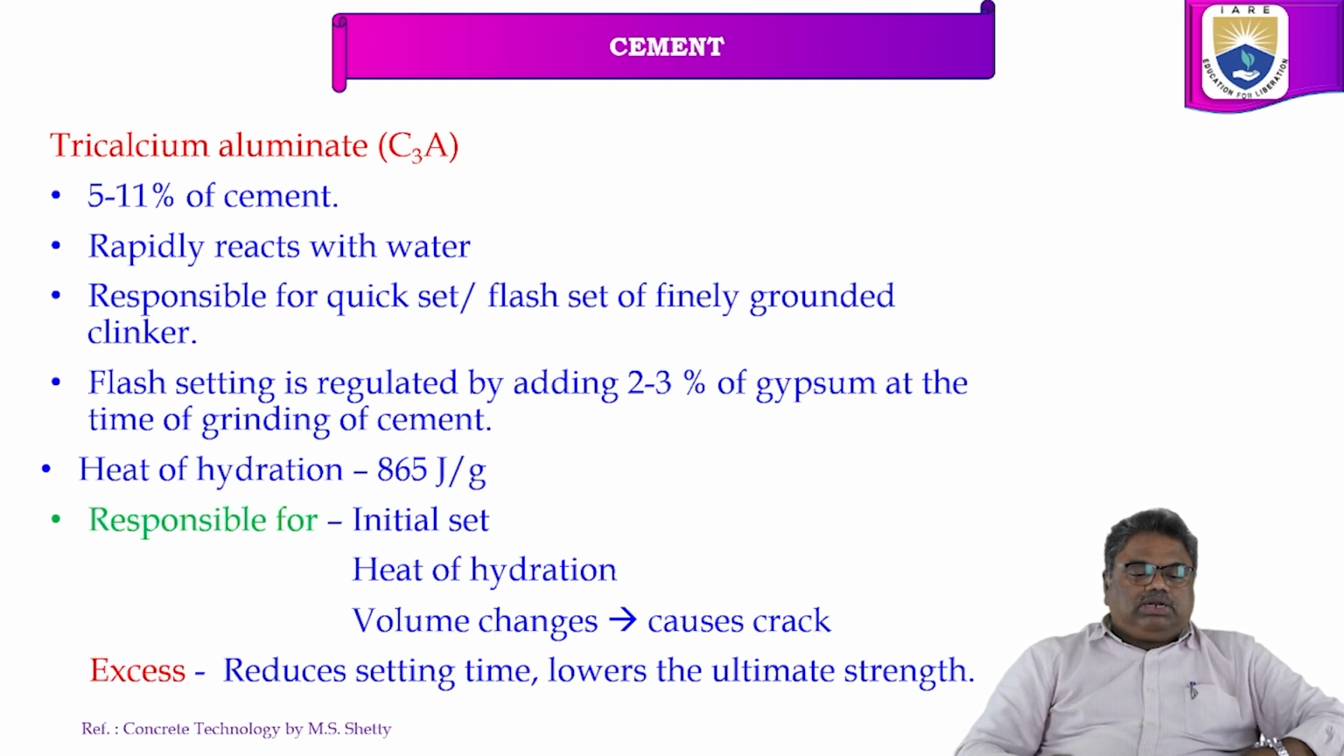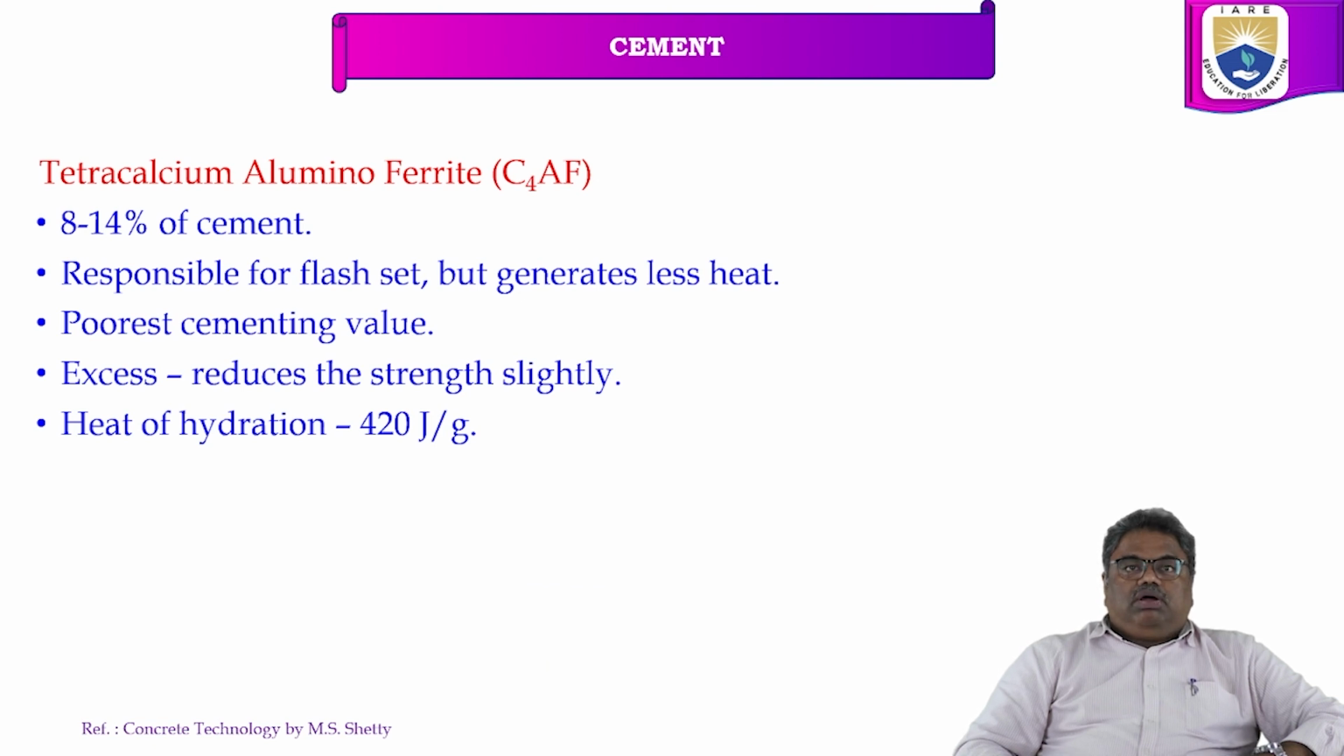Excess tricalcium aluminate reduces the setting time and lowers the ultimate strength of the cement. So this is tricalcium aluminate, C3A.